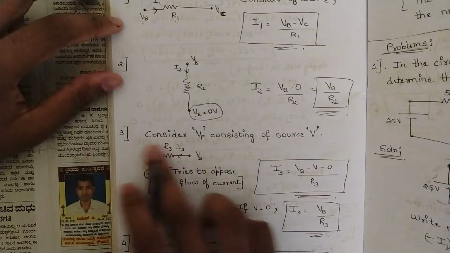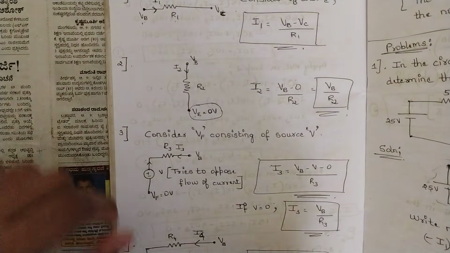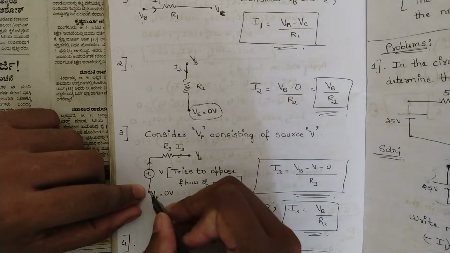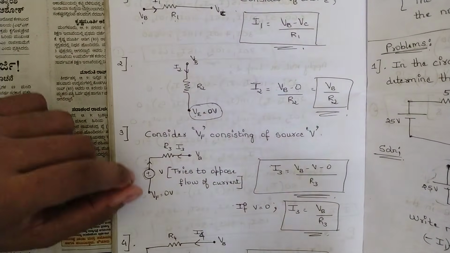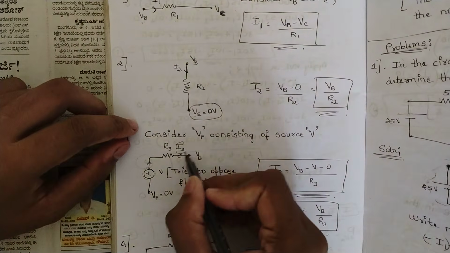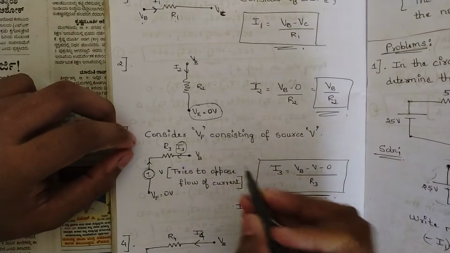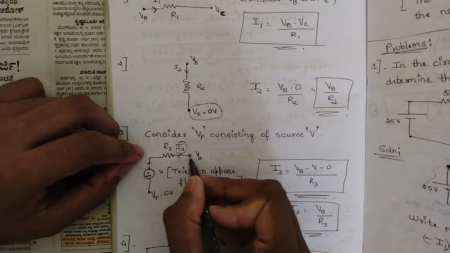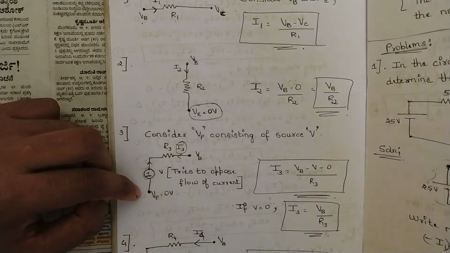Now consider VF consisting of source voltage V. We have two terminals here, VB and VF, and between them one voltage source along with a series resistance. In this case, what is the value of the branch current I3? That is again very simple: VB minus V, because here also we start from VB up to VF, divided by the total resistance.